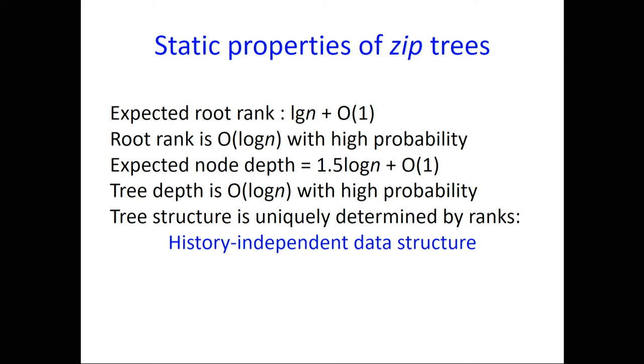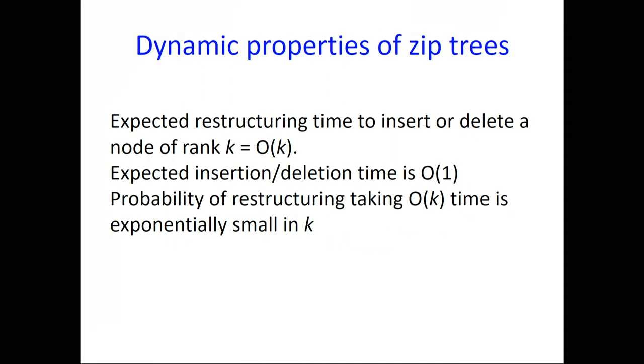So we get all the properties of balanced trees with this idea of randomization, with small constant factors. We get an extra property, which is that the tree structure is uniquely determined by the ranks, which means that if you insert something and delete it, there's no evidence that it was ever there. You get a history-independent data structure, which some people have argued is useful in certain privacy-preserving situations. It may well be a nice property to have, but not the most important property.